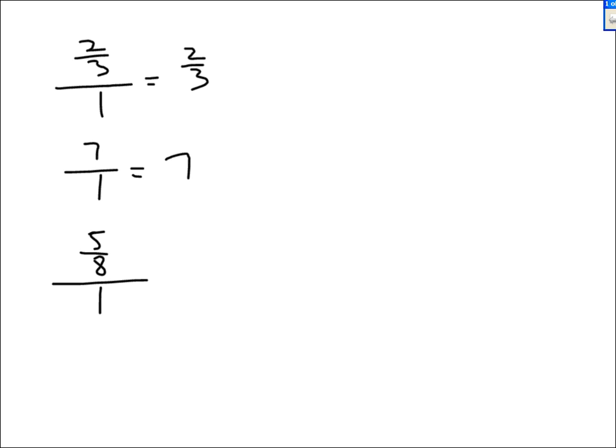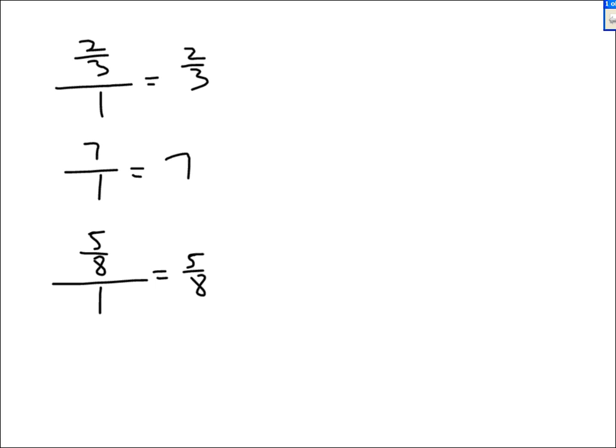Okay, division of fractions. Now, before I give you the rule, or before we see what the rule is, I want to motivate it. If you have any number and you divide it by 1, you get back that number. If you have 7 and you divide it by 1, you get back 7. If you have 5 over 8 and you divide it by 1, you get back 5 over 8.